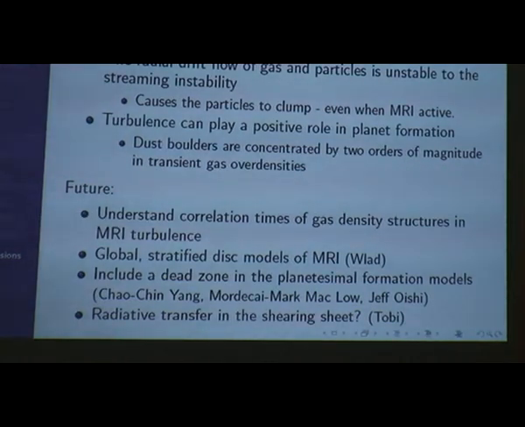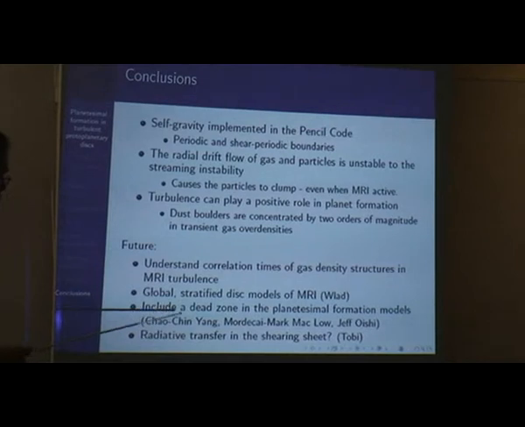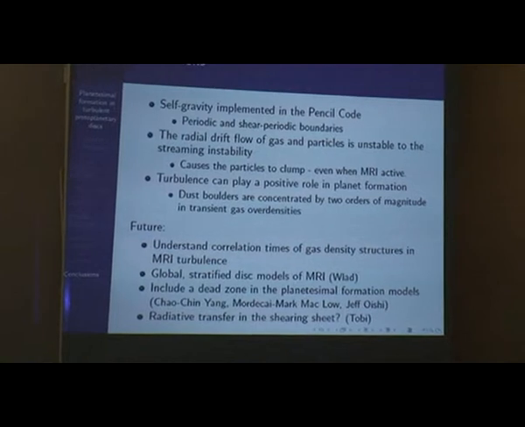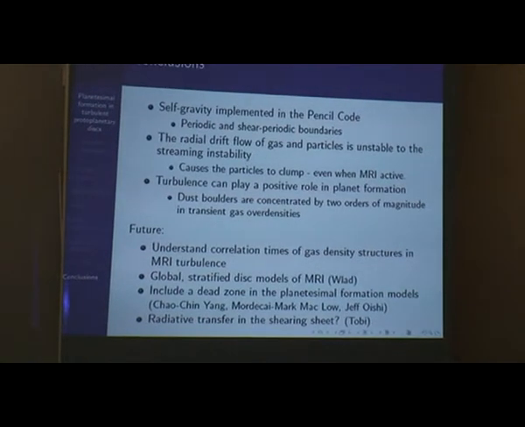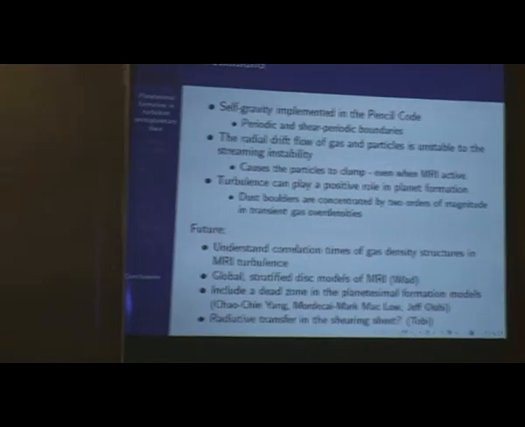Then I'm working, together with that, on a global stratified disk model of the MRI. And then together with Chao Cheng, who is sitting there, and Mordecai and Jeff, we're trying to include a dead zone in the planetesimal formation model, so we would have active MRI layers and a magnetic dead zone. And then on top of that, we would try to put boulders in there and see if they would be self-gravitating.